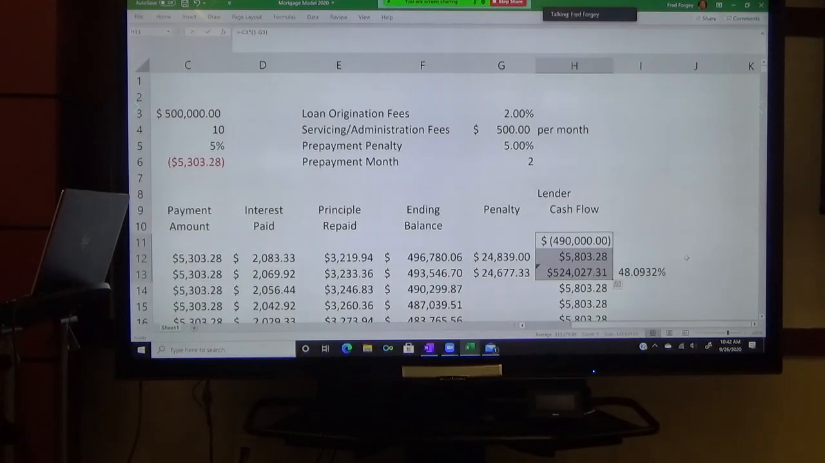Can I see the formula for the IRR, please? Okay, so for the IRR, all you're doing is selecting the range, and then you're multiplying it by 12, because these are monthly cash flows, and you need to, in essence, make it an annual return. Gotcha.